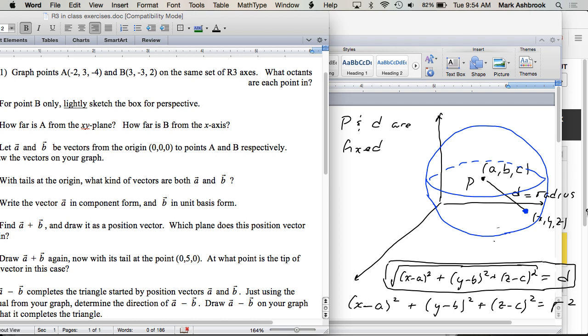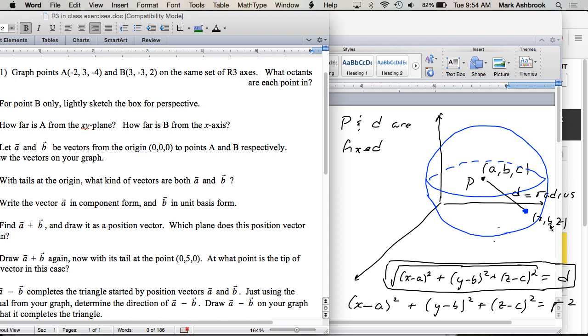that make the sphere. Is P one of those points? No, right? P is the center, but it's all the blue. Imagine all the blue points are represented by X, Y, and Z. Okay? So X, Y, and Z are a variable point. A, B, and C is a fixed or known point. Questions on that?